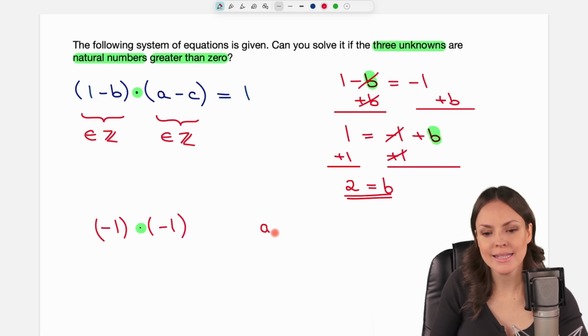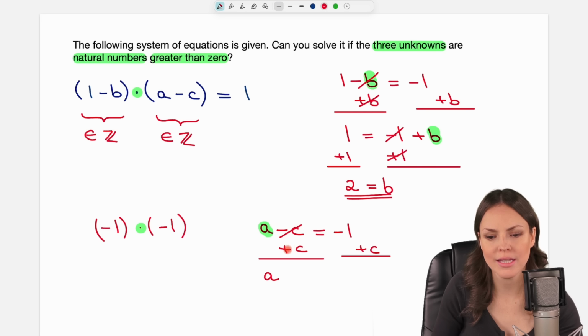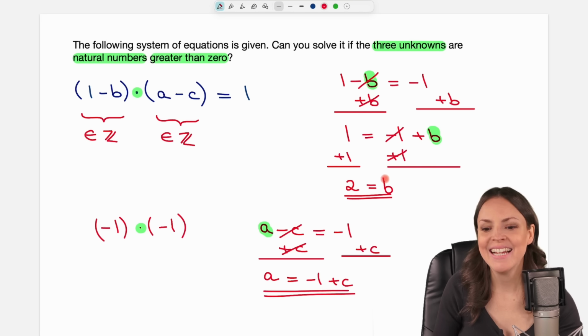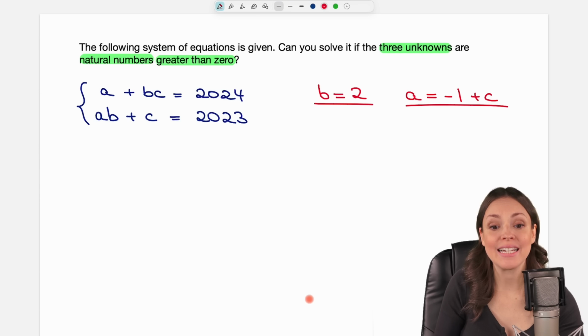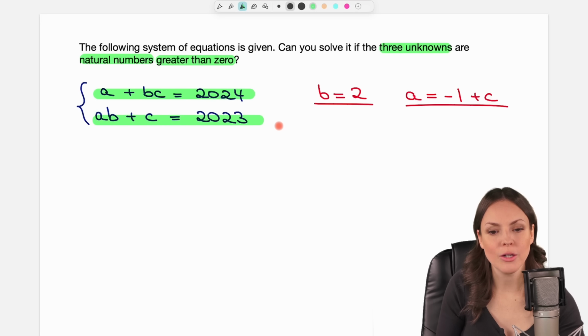So a minus c has to be equal to -1 as well. This time we have 2 unknowns in our equation, so maybe let's solve for a then by adding c on both sides so that here we only have a left because this cancels out. And on the other side, we have -1 plus c. So we don't know yet what a and c really are. We know that b is equal to 2, which is good so far, but let's take this information. Let's go back to the very beginning where we had our original system of equations, and let's try and find a and c now by using these equations.